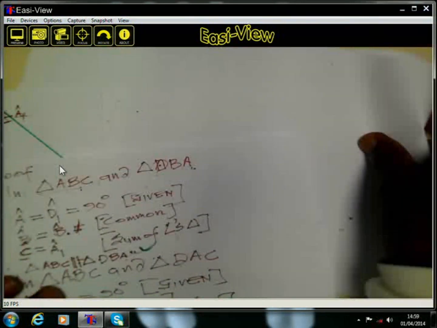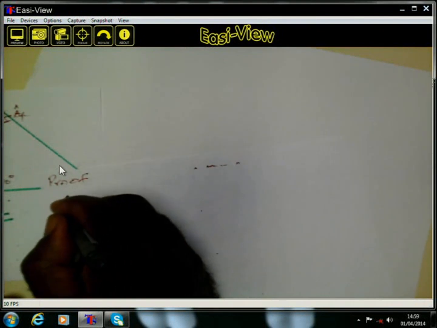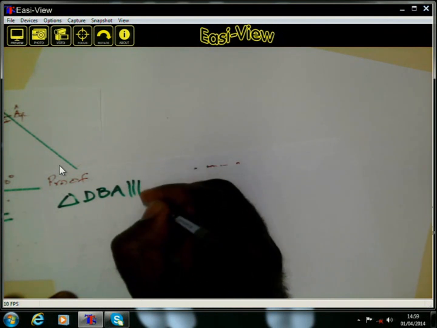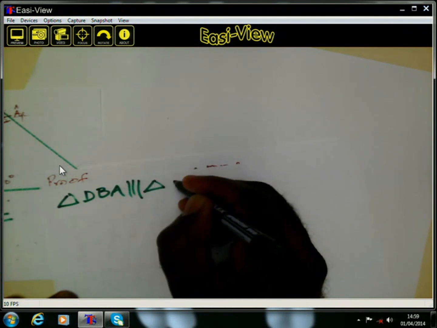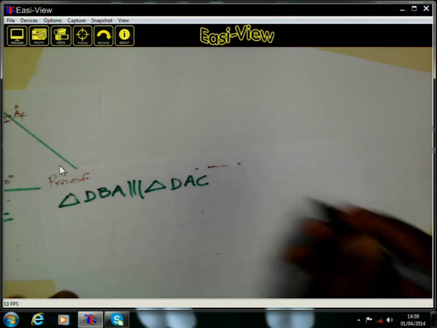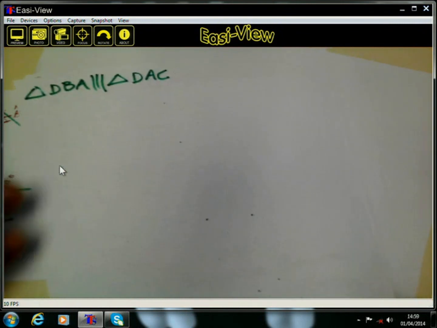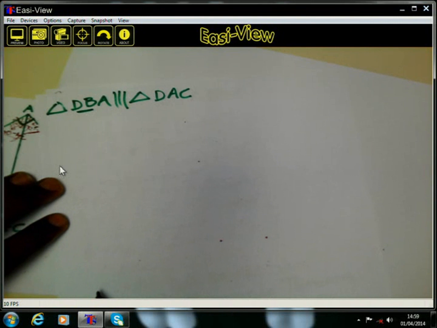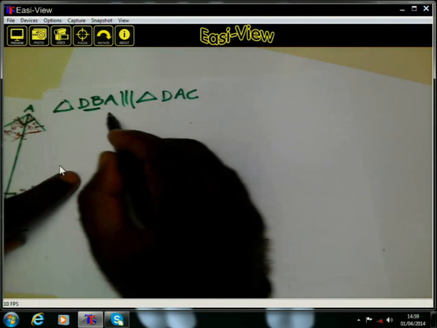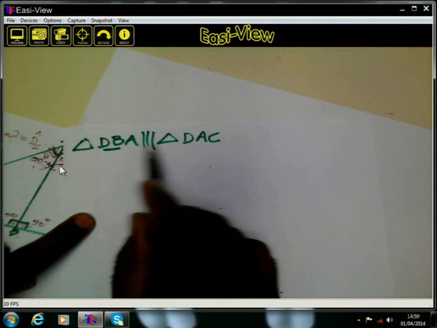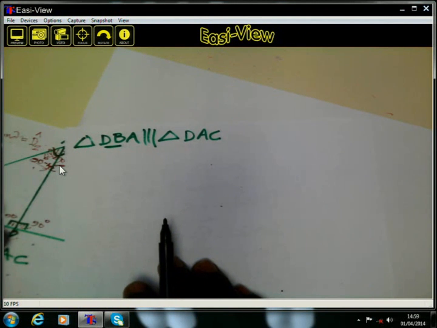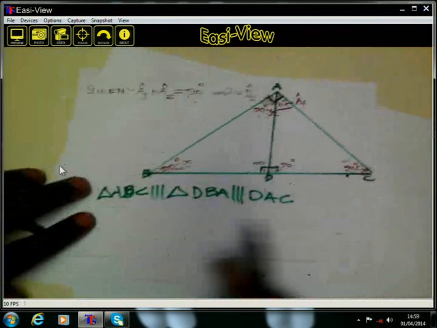The last conclusion is that triangle DBA is also similar to triangle DAC. Now from that we can do this. Let's look at side DB. These two triangles are similar to each other because both of them are similar to the bigger triangle ABC. This is the conclusion that we have come up with.